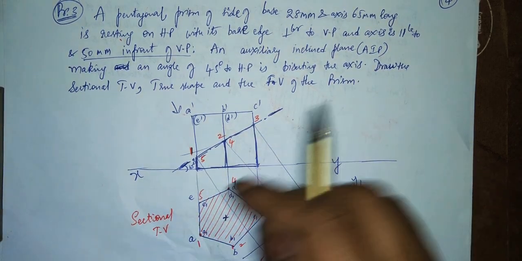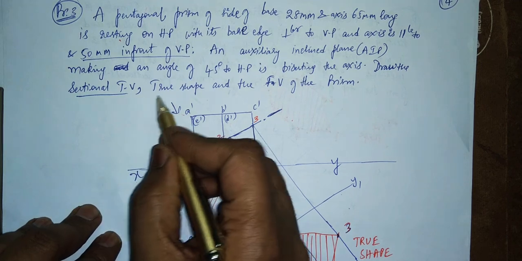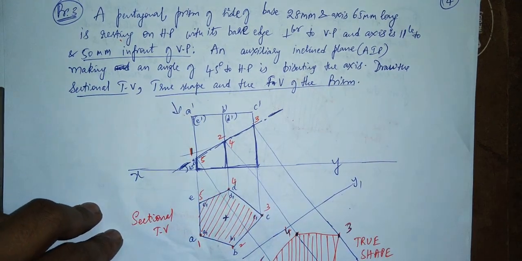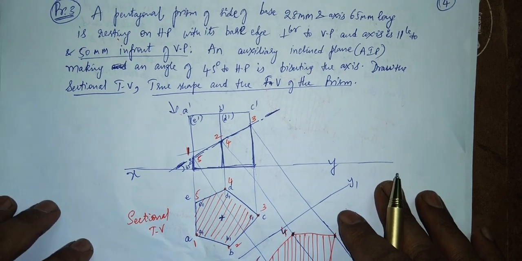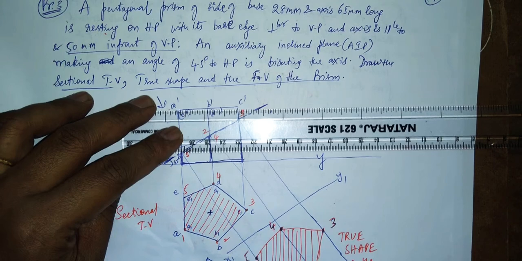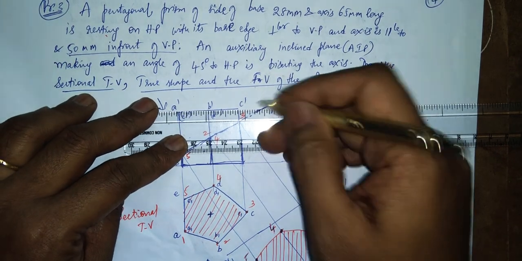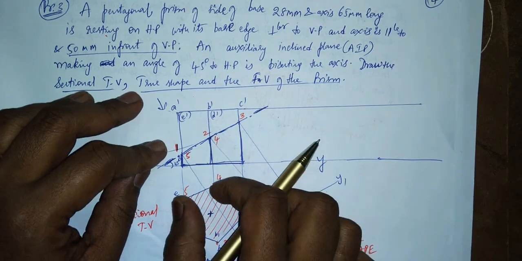This is a pentagonal prism. This problem you have done in sections, this is the sectional top view true shape. This is what you have done earlier. If I ask you to draw the development of this surface, all you have to do is just develop this surface out. I'll just draw it roughly and quickly, and then this width is what I take here.